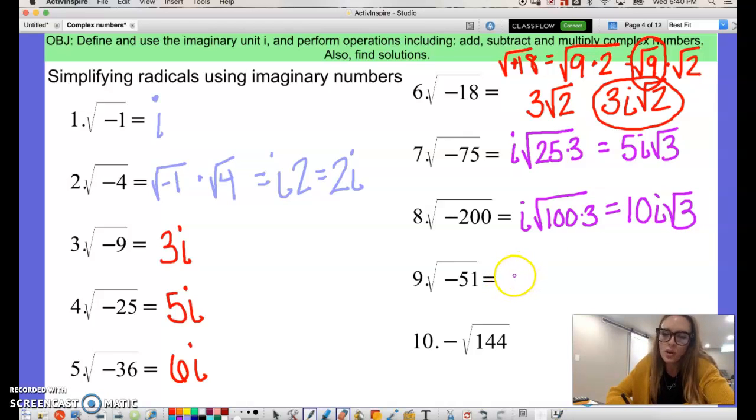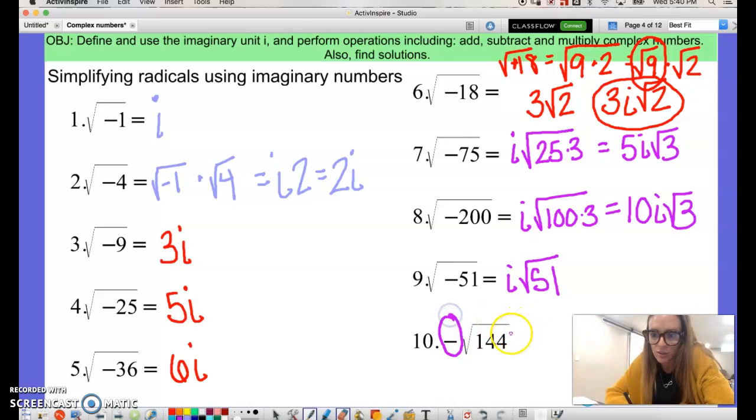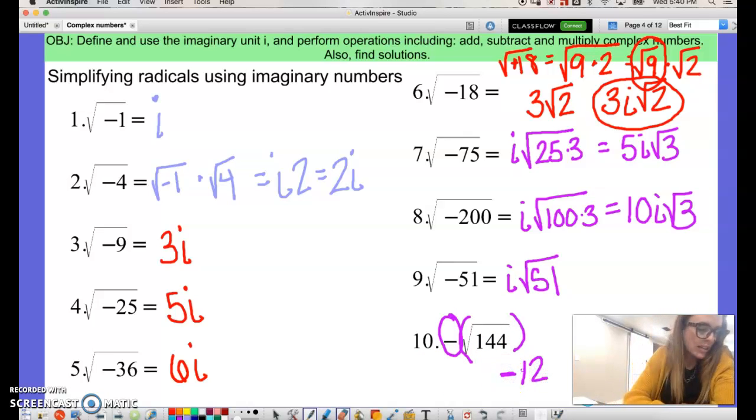Same thing here. 51 actually does not have any factors, so we're just going to call it i square root of 51. And then we have 144. So 144 has a perfect square of 12. Now this negative is not under the radical. So actually it's almost like having this in parentheses, and we do that first and then we apply the negative. This answer is negative 12. It is negative 12, and it is not an imaginary number. That would be imaginary if it was a negative inside there.